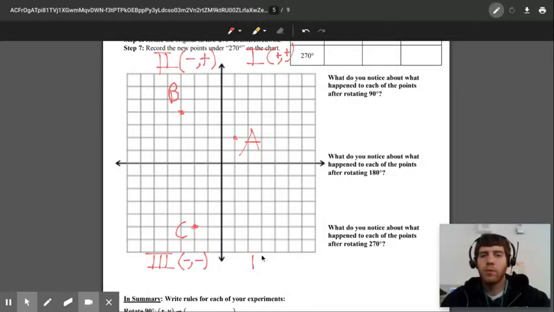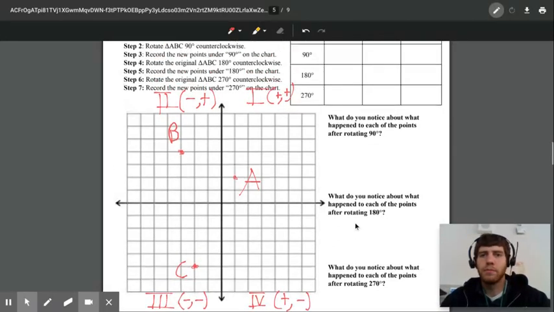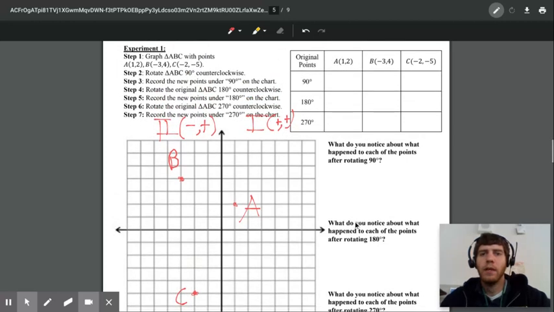And then quadrant 4, you're going to have a positive x value and a negative y value. You're going to be to the right and down. Okay, so quadrant 1, 2, 3, and 4, and then we know the signs for each of those. Okay. So let's do a 90-degree rotation here.